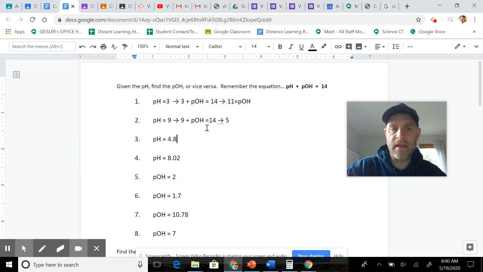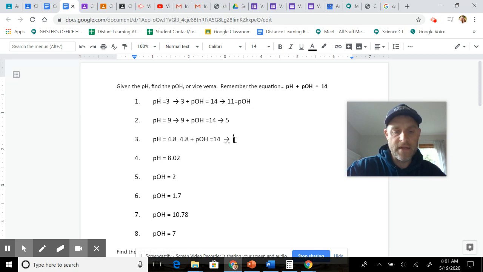Now I got the same thing, but I got a decimal point. Well, that's not that hard. 4.8 plus POH equals 14. That should be a plus here, sorry. Now, some of you guys maybe can't do that in your head. Okay, well, how do I do that?